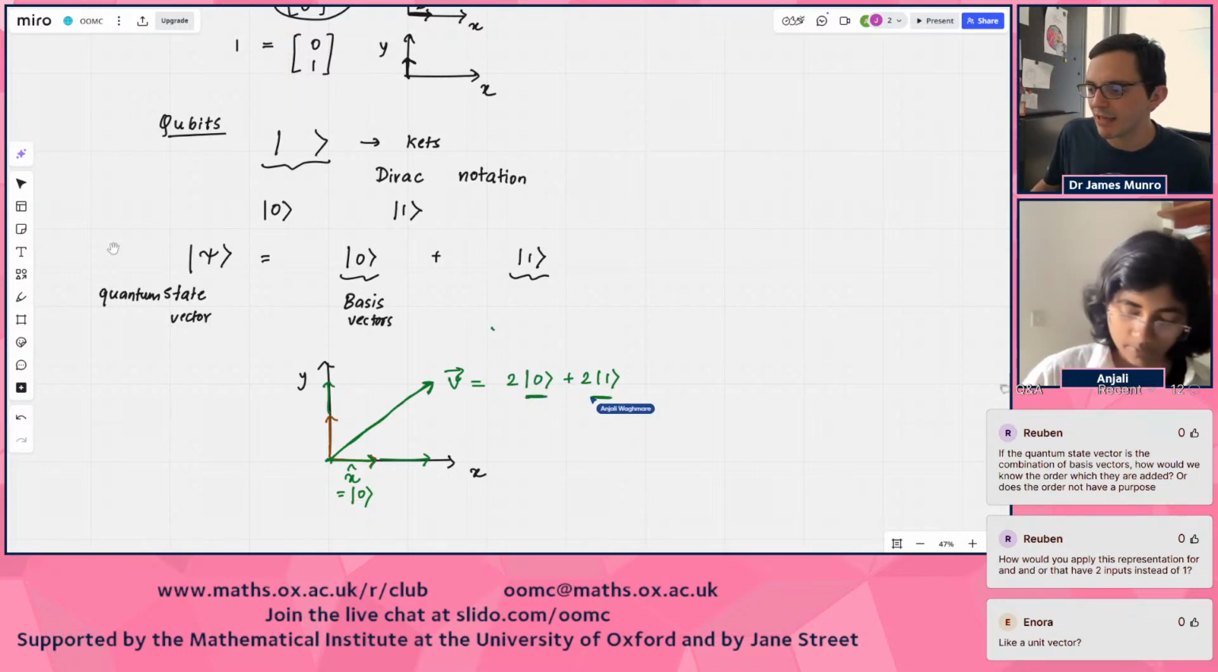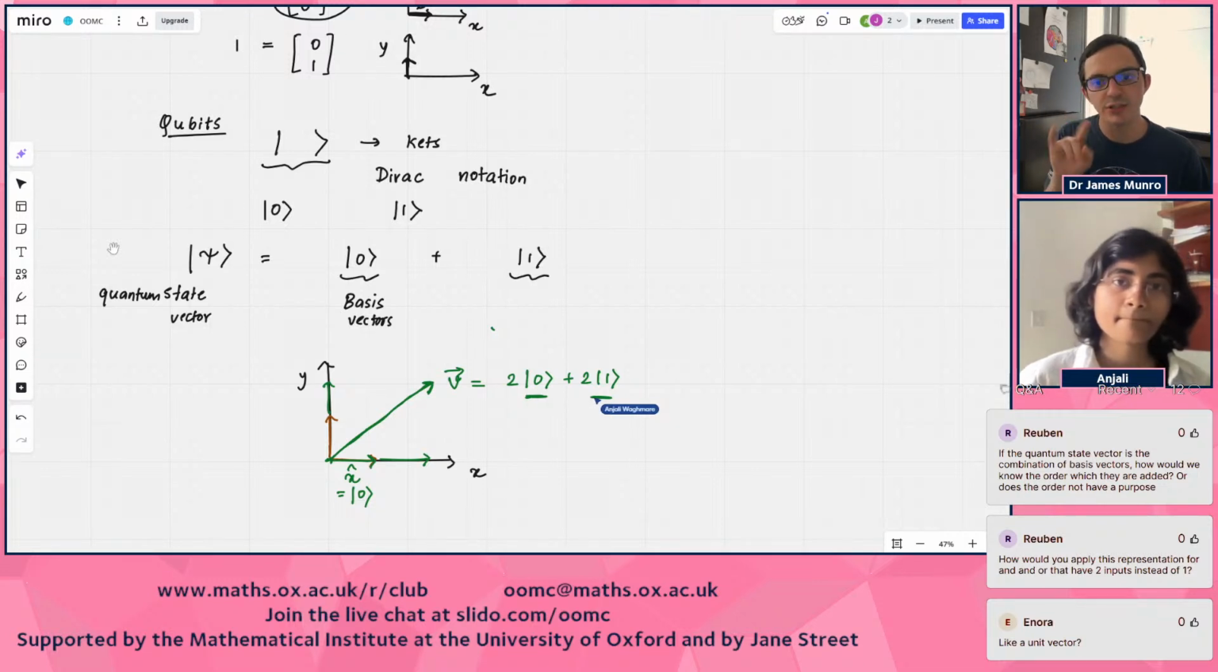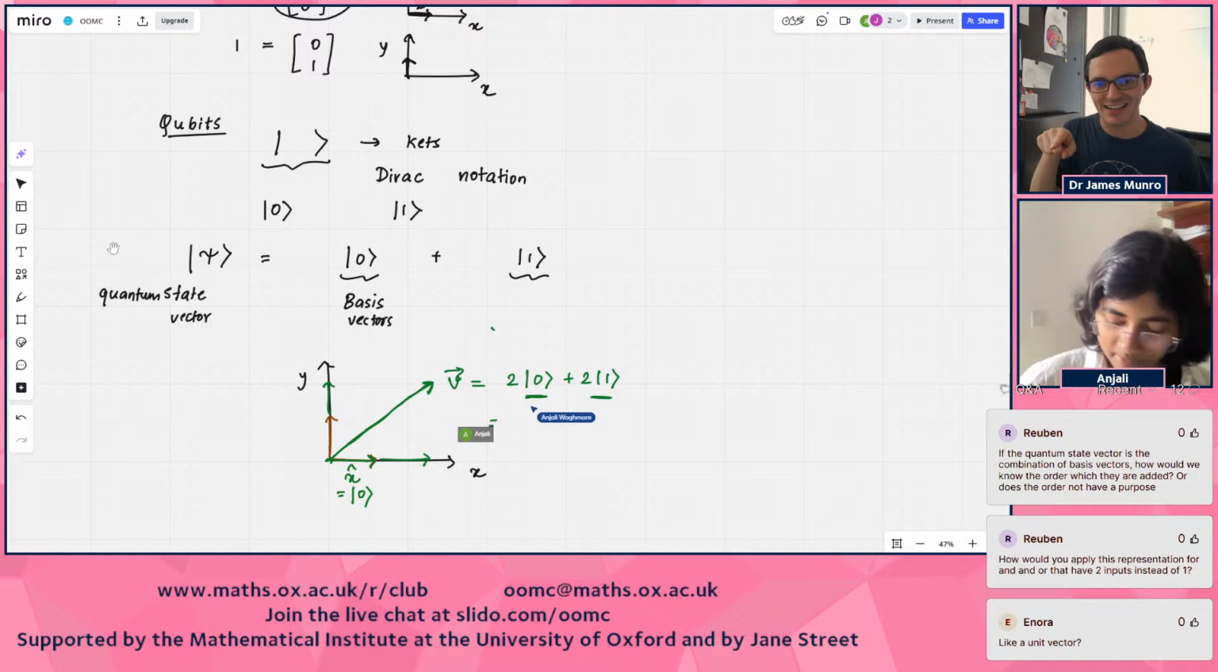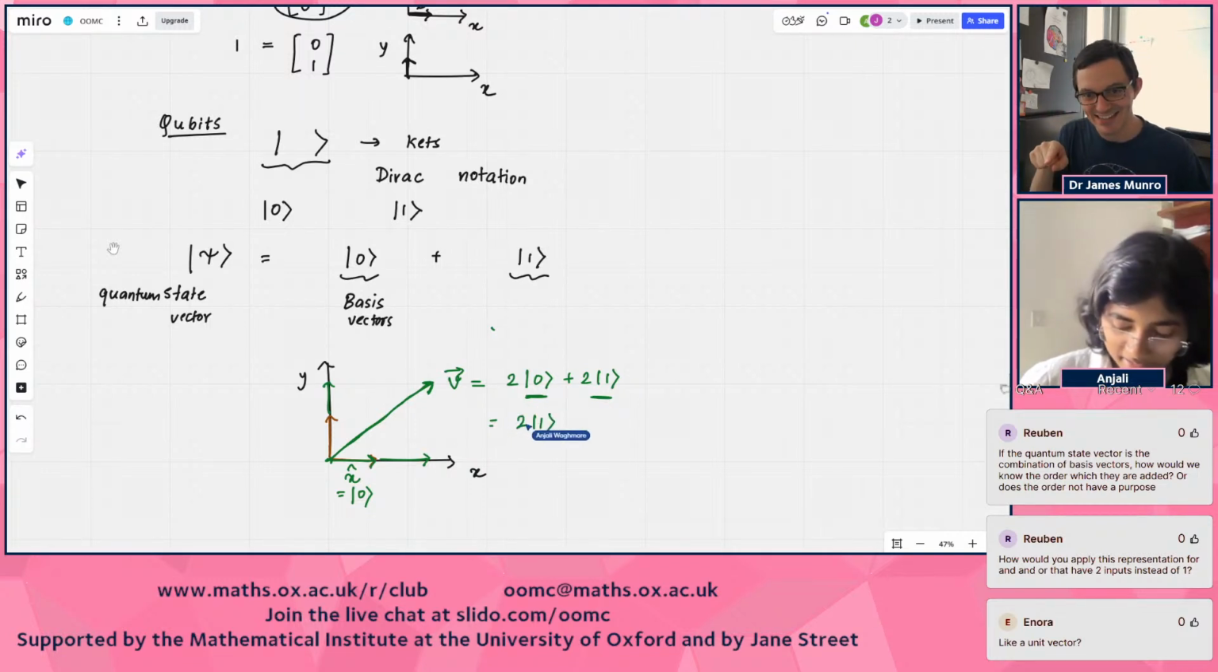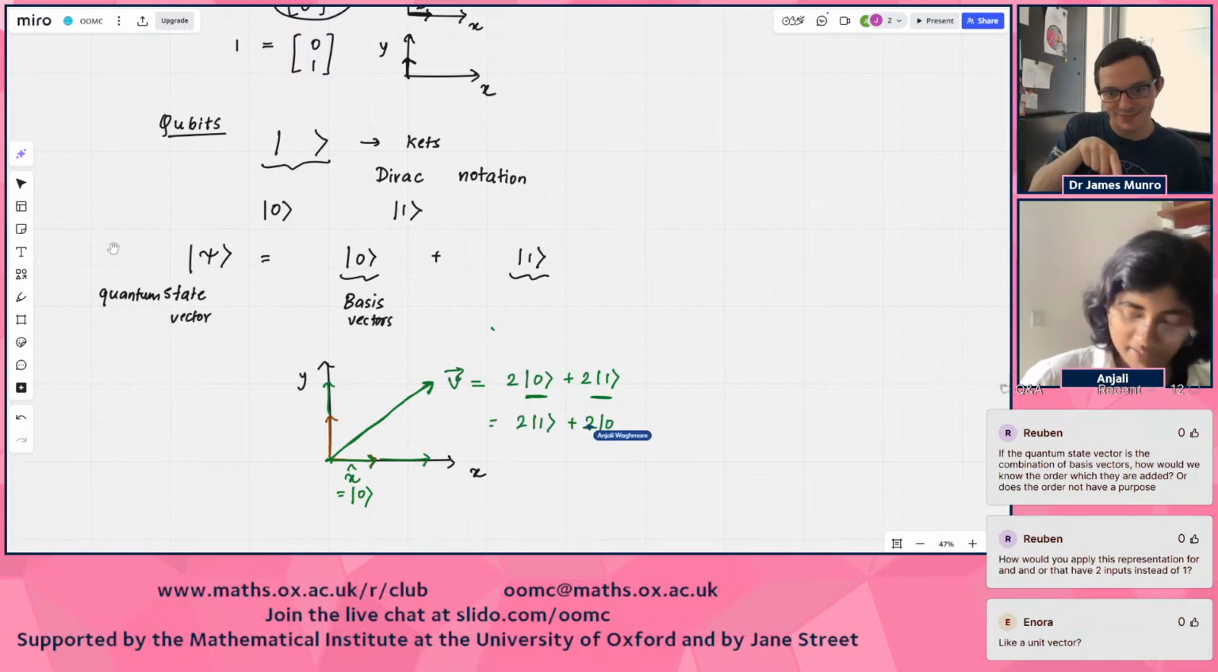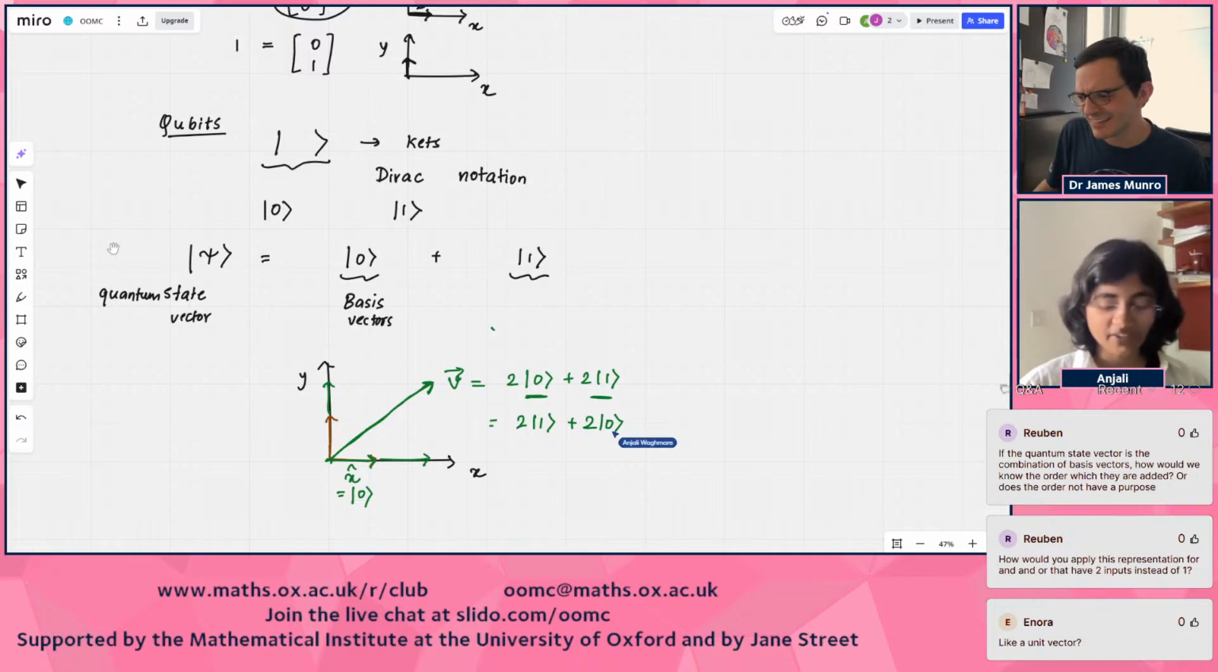Are we quite relaxed about order of addition? Yes, as with regular vectors, if I add 2 along the x-axis and then 2 upwards, I get to the same place as if I went up first and then across. Okay, that's fine.